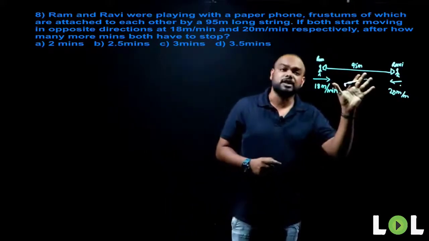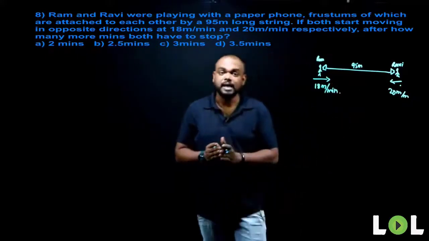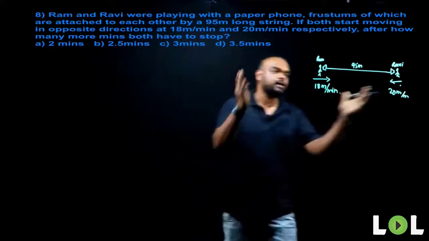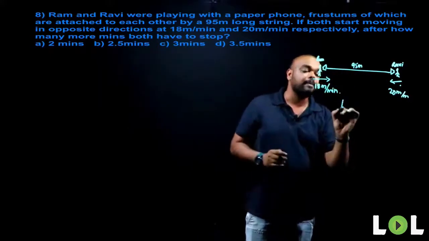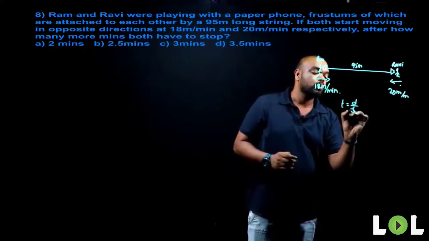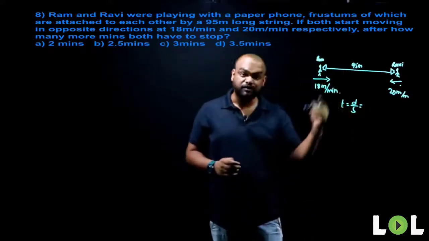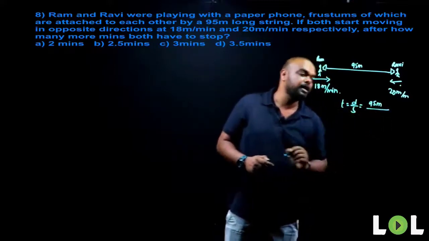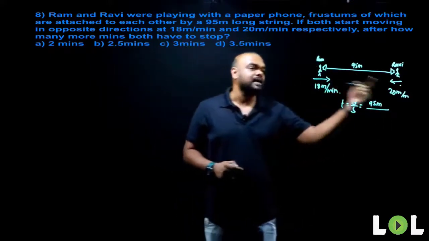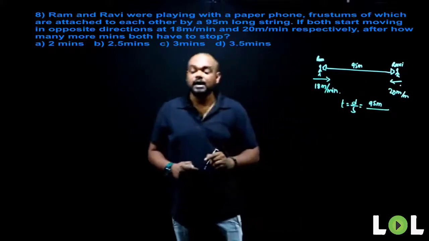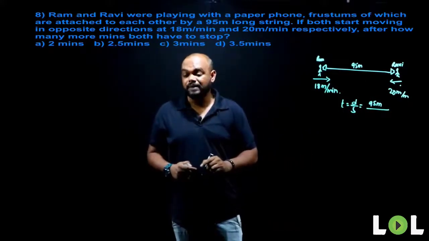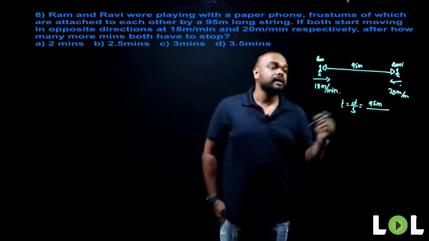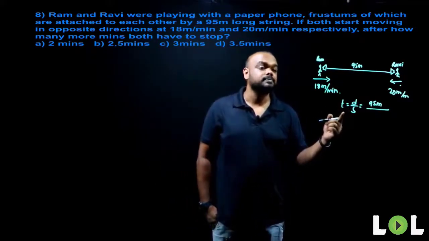This is the representation. Next, approach. What do we want in the question? Time. After how many minutes they will have to stop means how long will they take to meet each other? So we need time. How do we calculate time? Distance by speed. What is the distance between them? That is the 95-meter string. So distance is 95 meter divided by speed. How many speeds are there? 2 speeds. Now you tell me whether it is relative speed or average speed, guys.